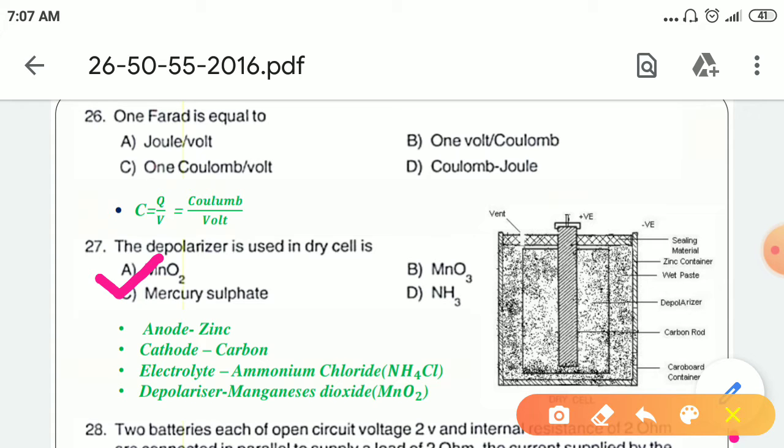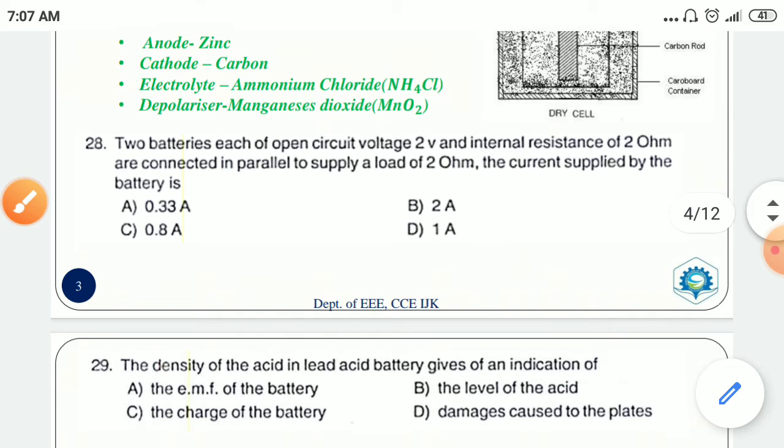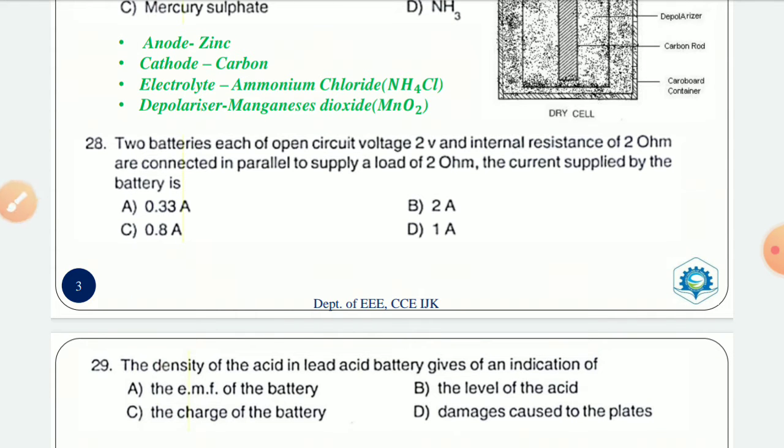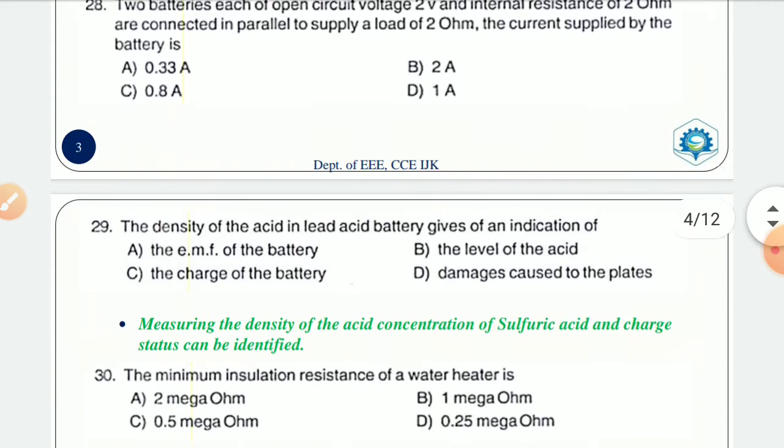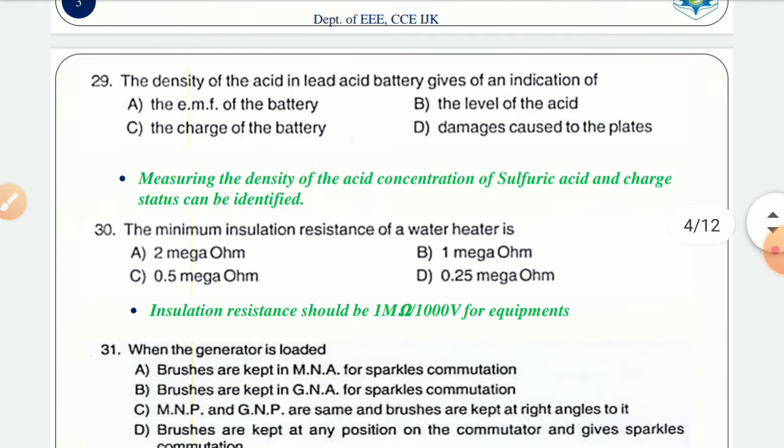Let's move on to the next question, question number 28. This question number 28 remains cancelled for PSC. Let's move on to the next question, question number 29.